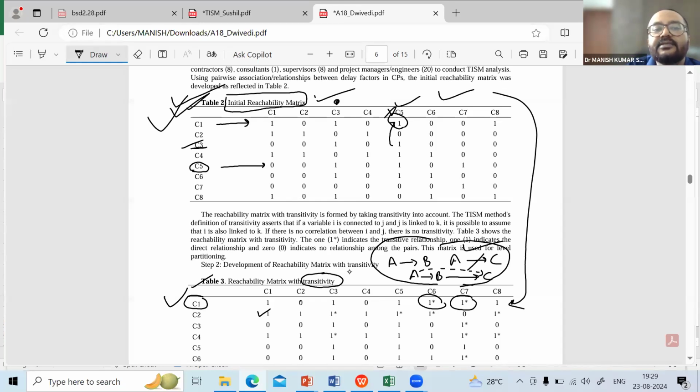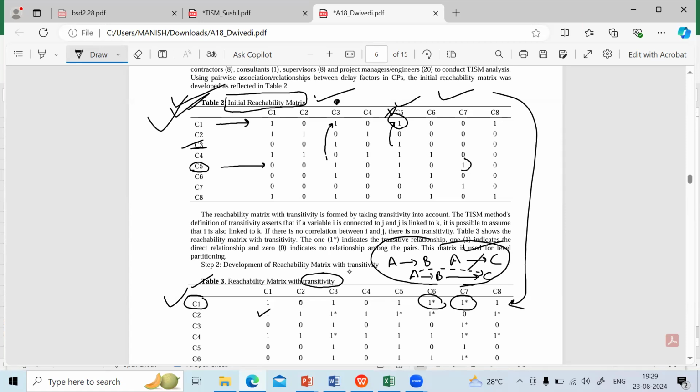C5 is impacting C3, right? But C3 is already there, direct, so no need. C5 is impacting again C5, no use. Now C5 is impacting whom? C7. Very good. So this C7 will become 1. It means there is a relationship. So you understand in this way.